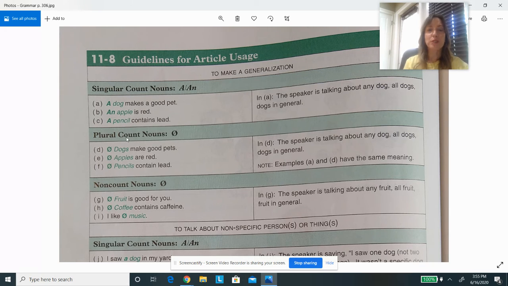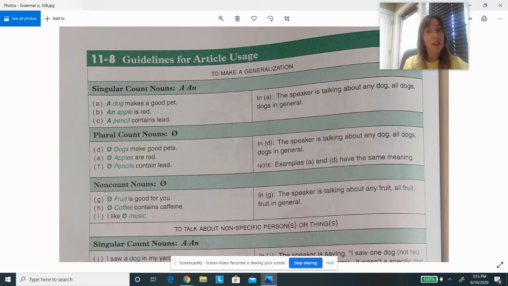If you have a plural noun, plural count noun, and you want to make a generalization, don't use any modifier. Dogs make good pets. Apples are red. Pencils contain lead. Now, I just want to tell you, I believe that most people use the plural instead of the singular to make generalizations. Not all of the time, but the majority of the time.